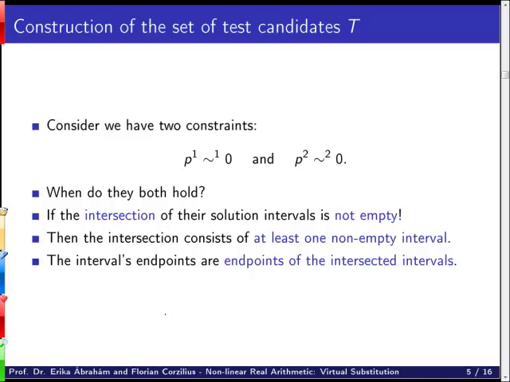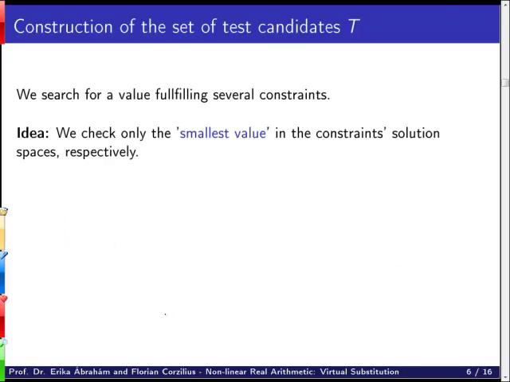So actually, now let's say having our constraints, and then we make the intersections of the intervals, the solution spaces of each constraint. For every interval, we want to take one value inside. And this would be one test candidate. So this is how we construct this finite set. And we take now, let's say, the smallest one inside as a test candidate, as a representative for this interval.